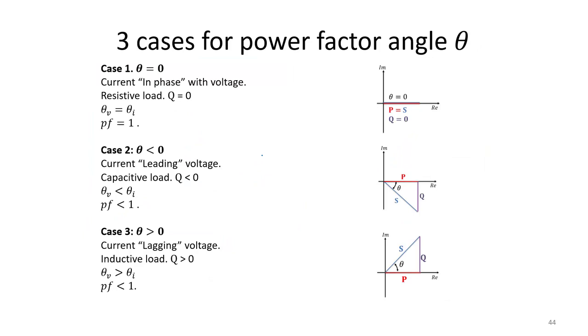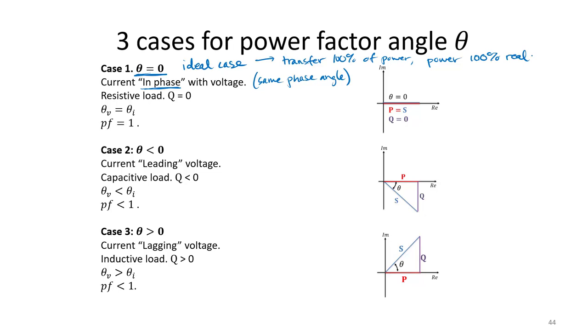In our next video, we're going to take a closer look at what happens when we change our power factor angle. Here's a preview. Our ideal case is when our power factor angle is 0. This happens when our current and voltage phasors are in phase with each other and have the same phase angle. This is the ideal case because we transfer 100% of our power, and our power is 100% real. So ideally, we want our current and voltage phasors to be in phase. This will allow our circuit to behave as if it has just a resistive load.